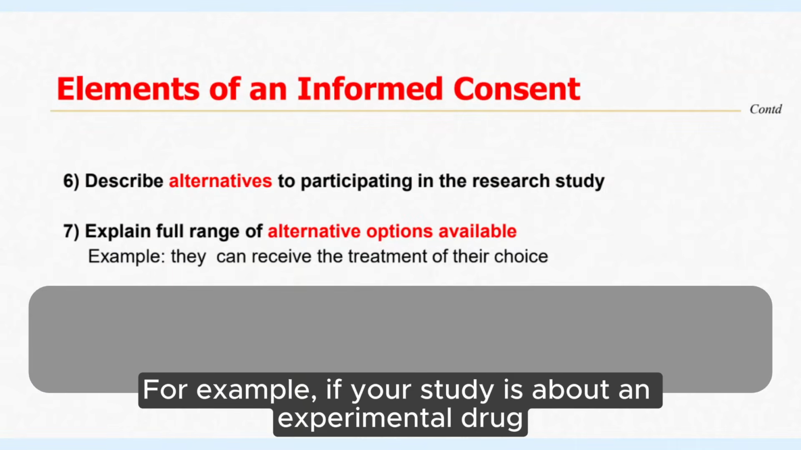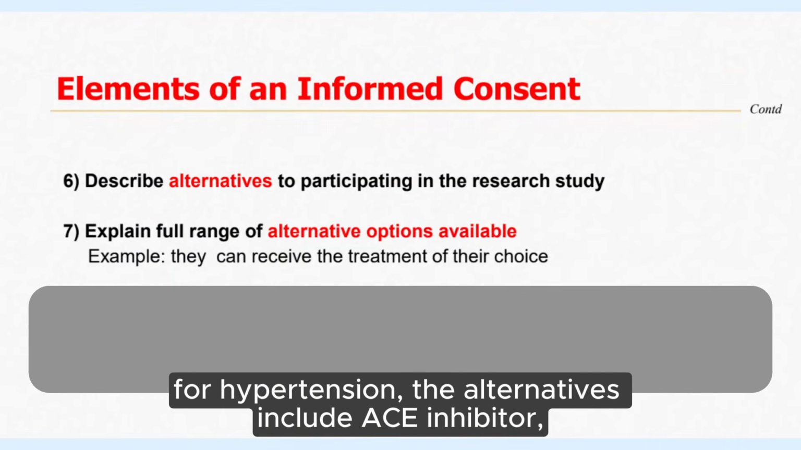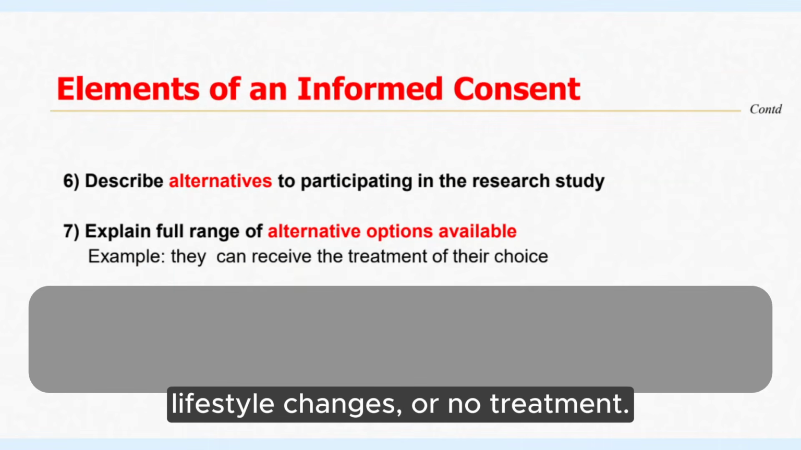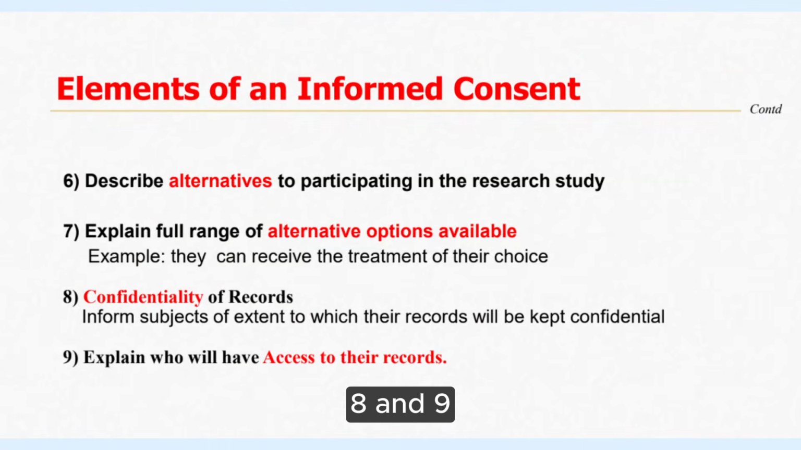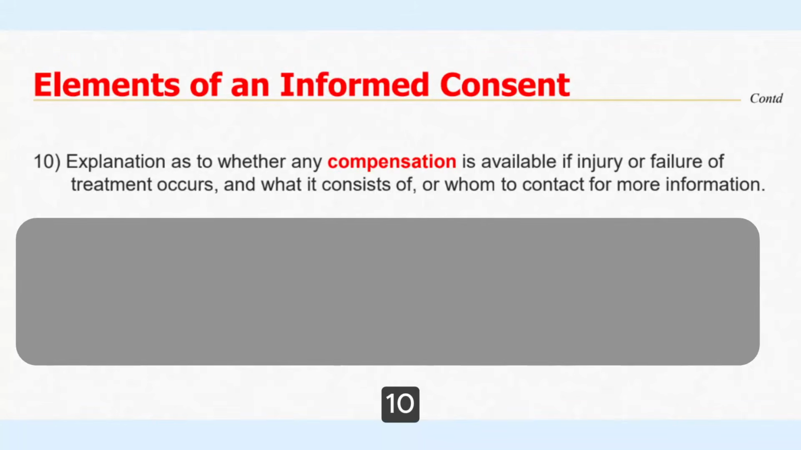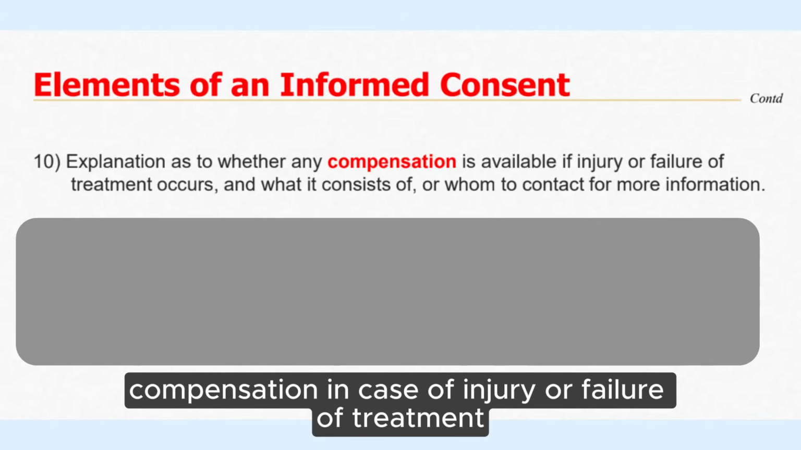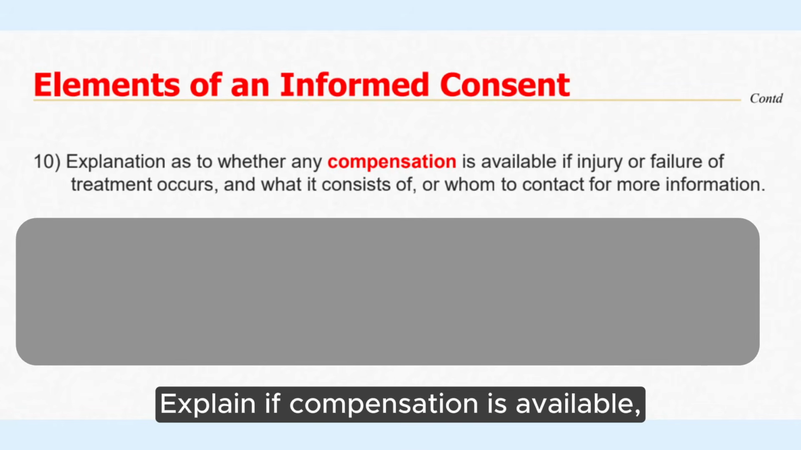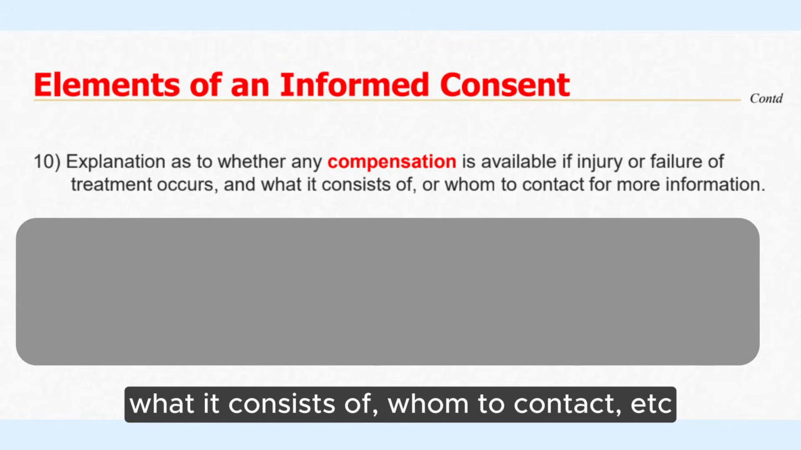For example, if your study is about an experimental drug for hypertension, the alternatives include ACE inhibitor, lifestyle changes, or no treatment. 8 and 9. Confidentiality of records and who will have access. 10. Compensation in case of injury or failure of treatment. Explain if compensation is available, what it consists of, whom to contact, etc.